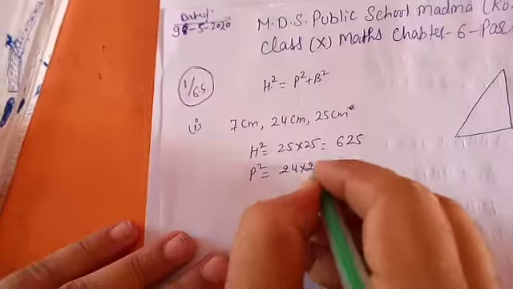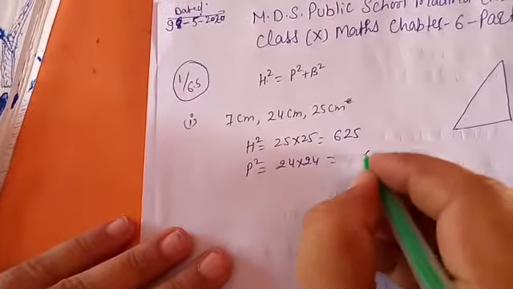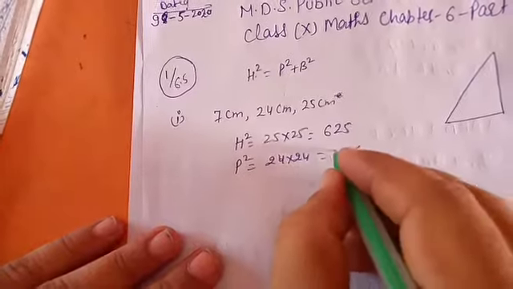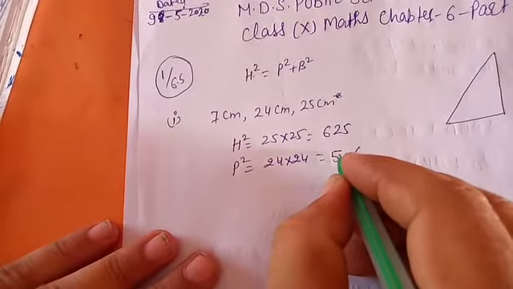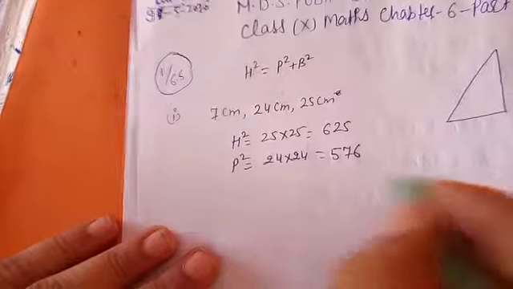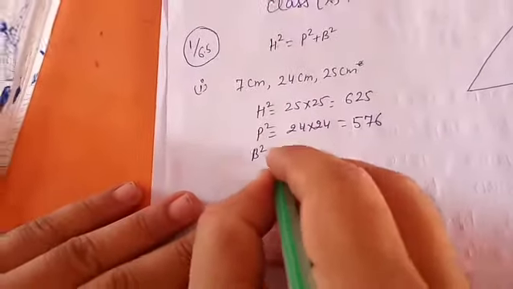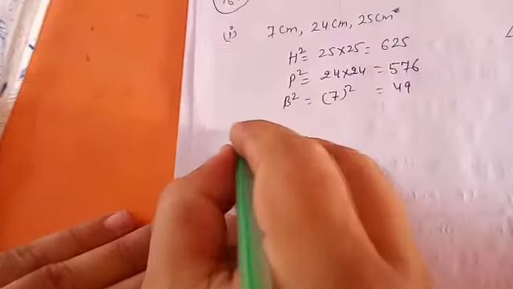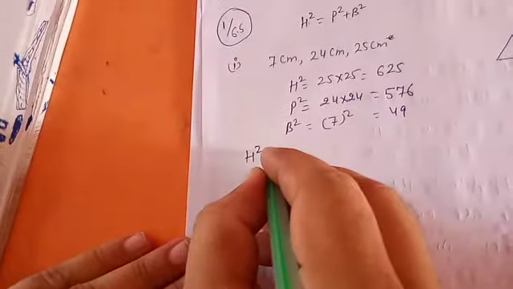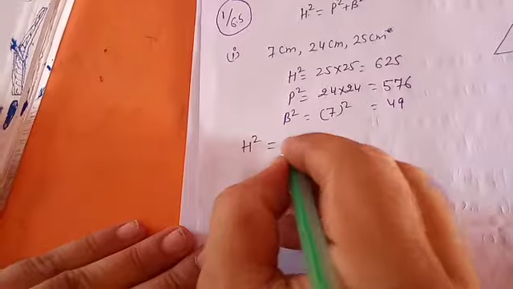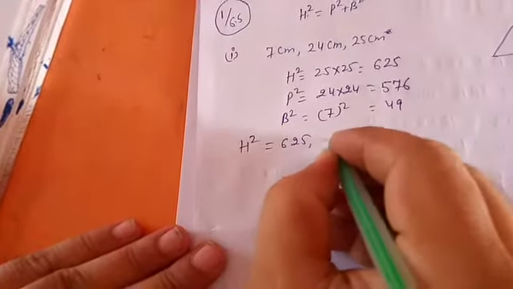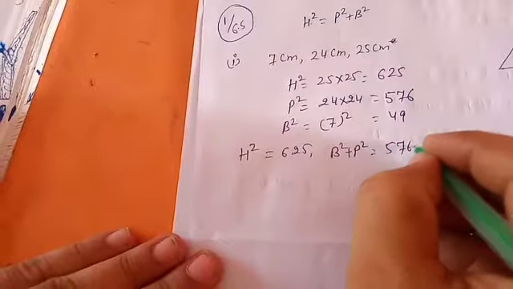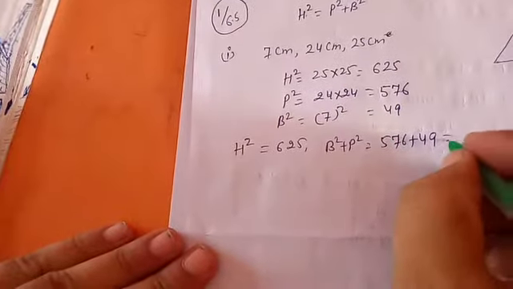So 24 multiply 24 is 576. And base you can think 7. So 7 square is equal to 49. So h square is equal to 625, base square plus perpendicular square. 576 plus 49 is how much?